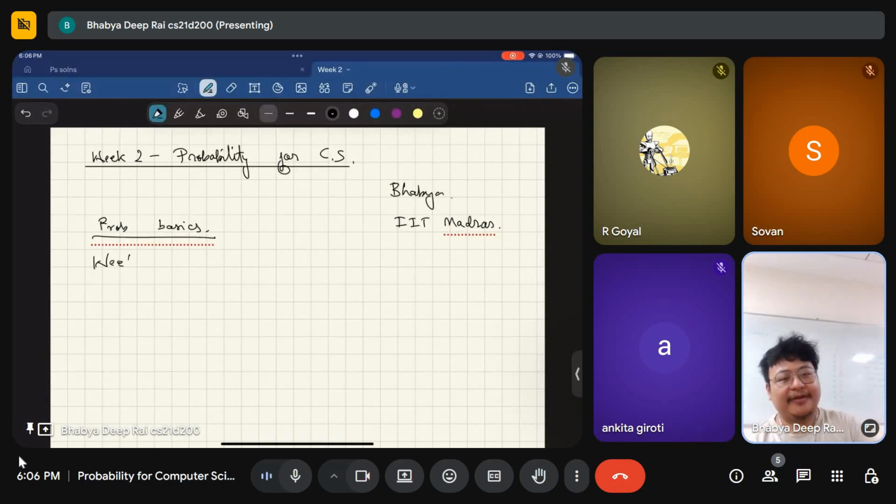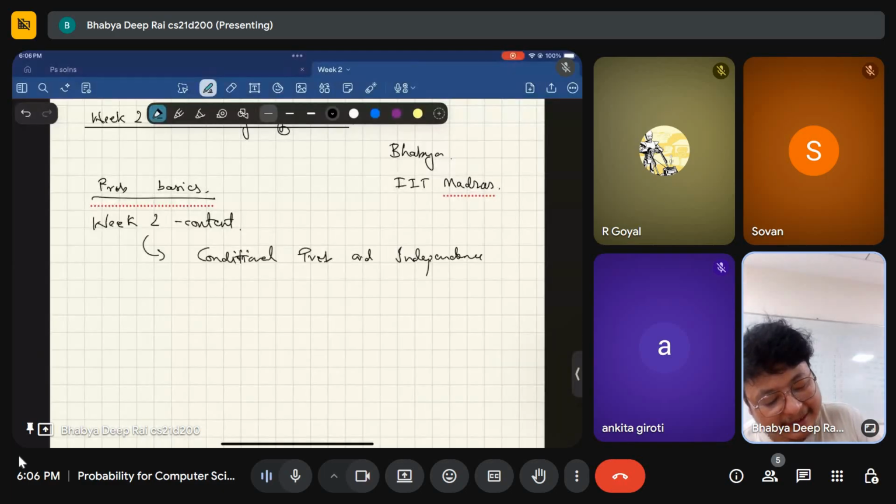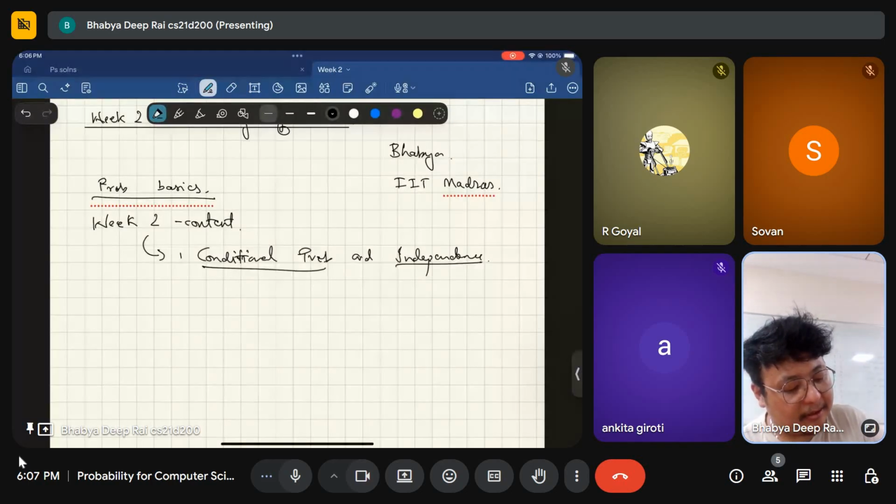So last week everything was fine because most of the events that we were talking about were independent in nature. Independent events are often easier to work with because you can just multiply the probabilities. One does not affect the outcome of the other. So this time we'll be talking about conditional probability and independence. Another important part of that is Bayes theorem and the law of total probability. These are this week's contents.